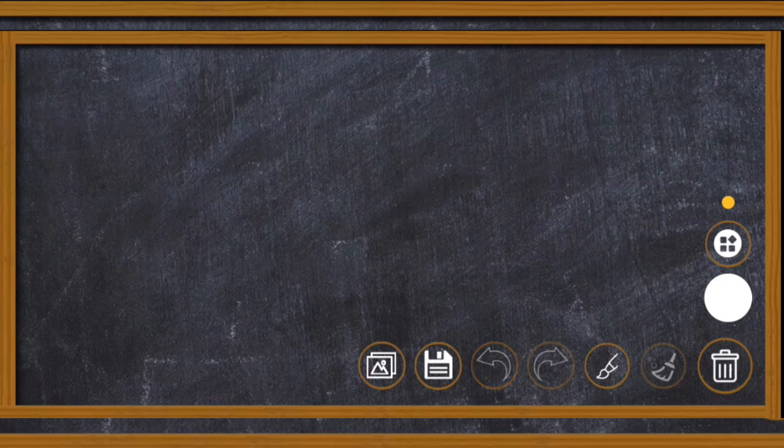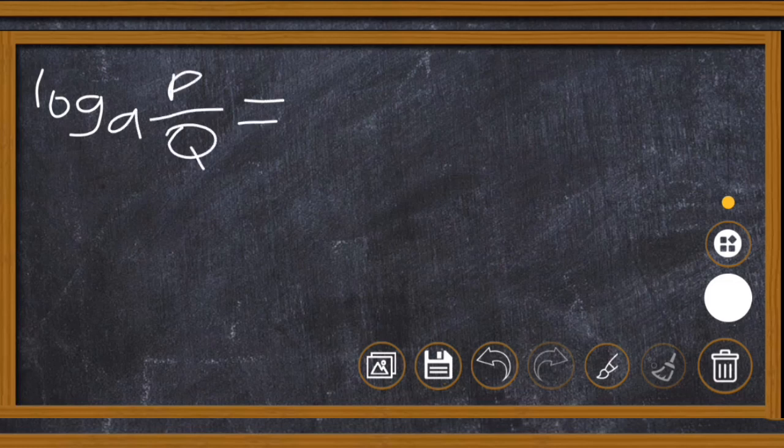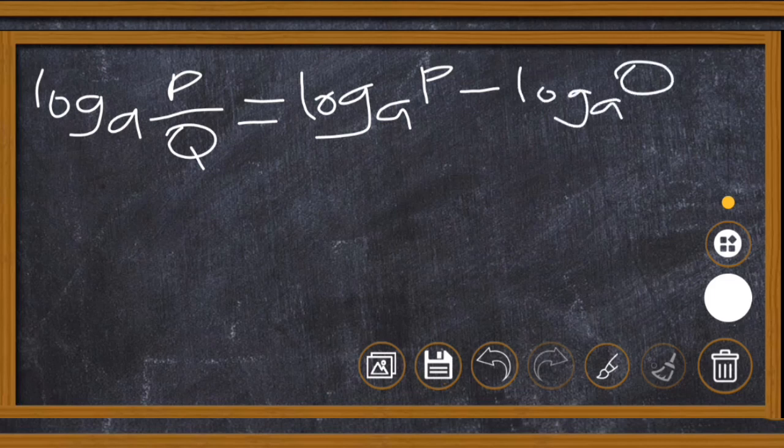Let's now look at the division rule. Let's say you are dividing the values p over q. So this is the same as log. Whenever you are dividing, you always subtract. Whenever you are multiplying, you always add. So this is how this goes about.